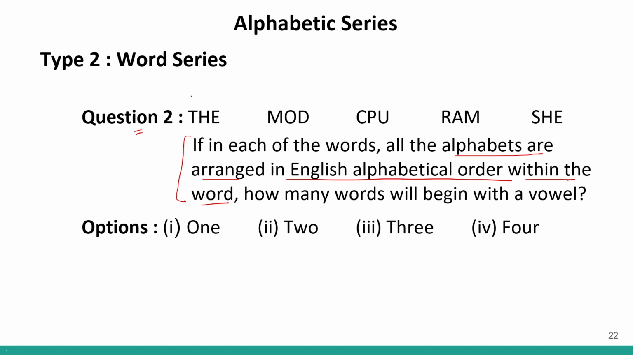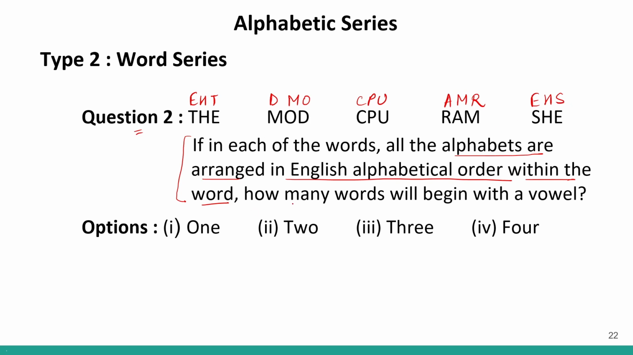So THE will become EHT. MOD will become DMO. CPU will remain CPU because this is already arranged. This will become AMR and this will become E, H and S. Correct? These will be arranged in alphabetical order.